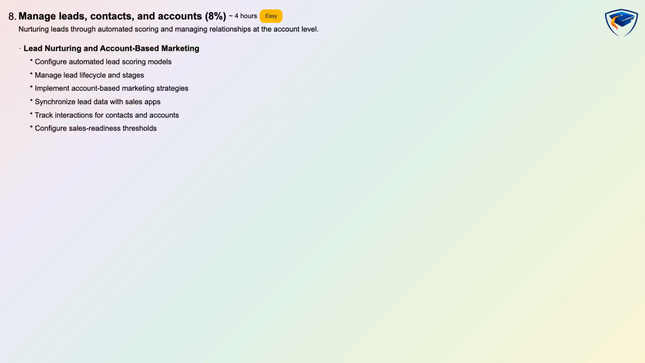In the eighth and final domain, Manage Leads, Contacts, and Accounts, you will learn how to nurture leads through automated scoring and manage relationships at the account level. This domain will take up 8% of the exam and will cover topics such as lead nurturing and account-based marketing. You will learn how to configure automated lead scoring models, manage lead life cycle and stages, implement account-based marketing strategies, synchronize lead data with sales apps, track interactions for contacts and accounts, and configure sales readiness thresholds. This domain is expected to take around 4 hours to learn and will be assessed through conceptual and scenario-based questions.